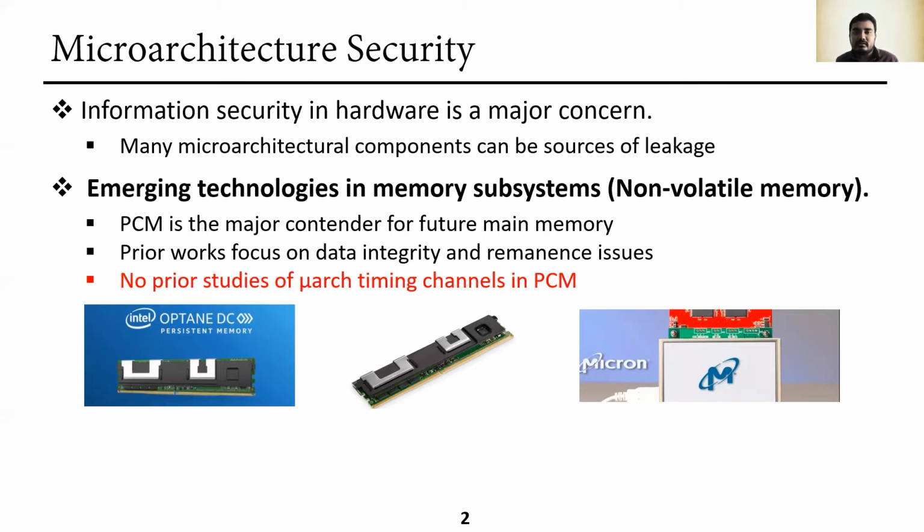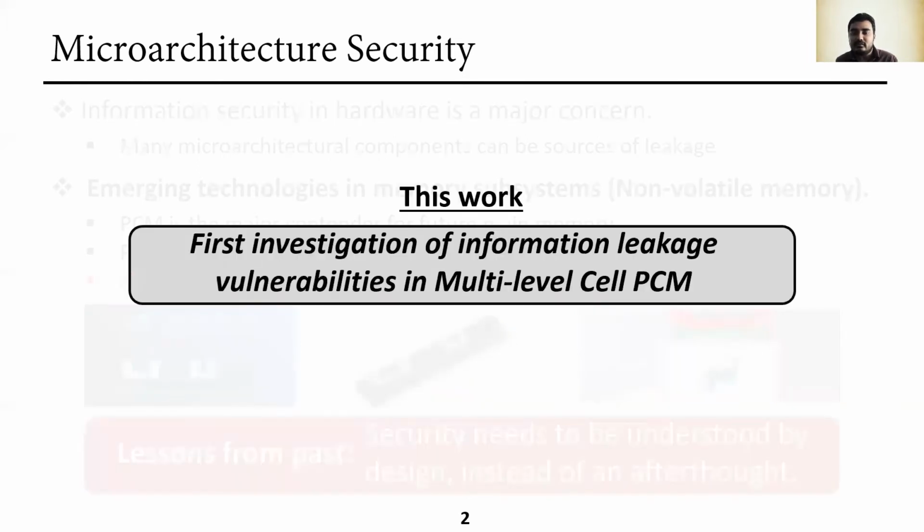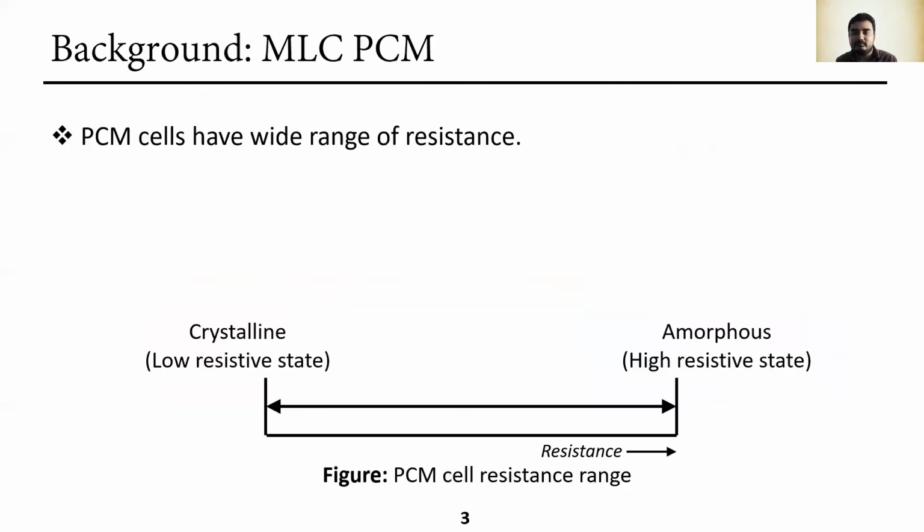To protect data in PCM-based memory, secure NVM systems focusing on data integrity protection and data remnants issue have been well studied. However, there is no prior study examining the security of PCM memory technology against timing channel attacks. Learning from prior mistakes leading to severe attacks, it is obvious that security in any computing system needs to be understood by design instead of an afterthought. In this work, we perform the first investigation of information leakage vulnerability in multi-level cell PCM.